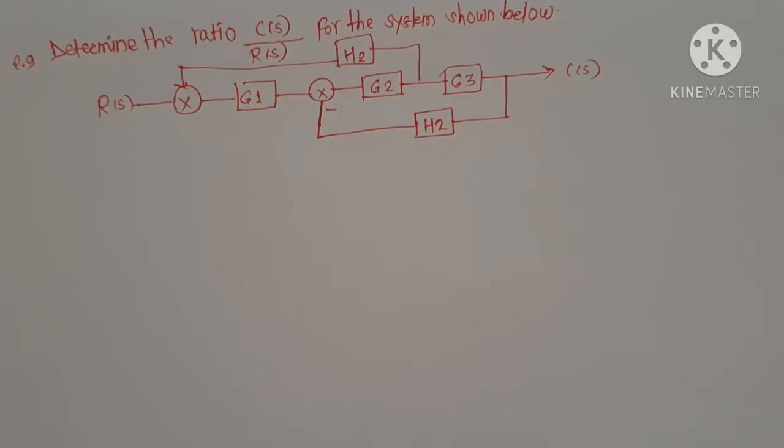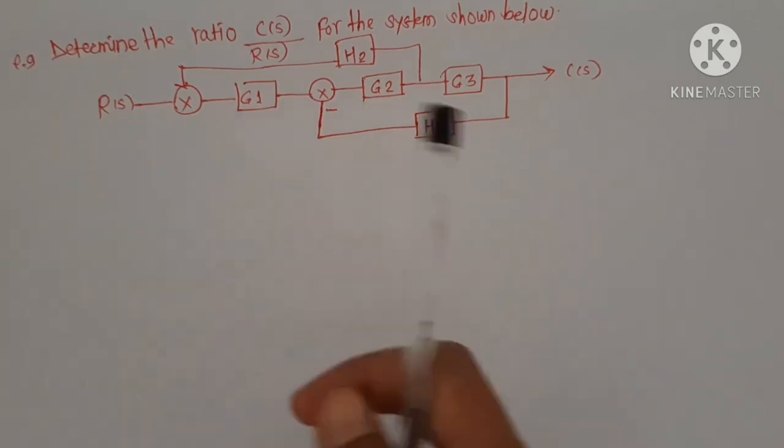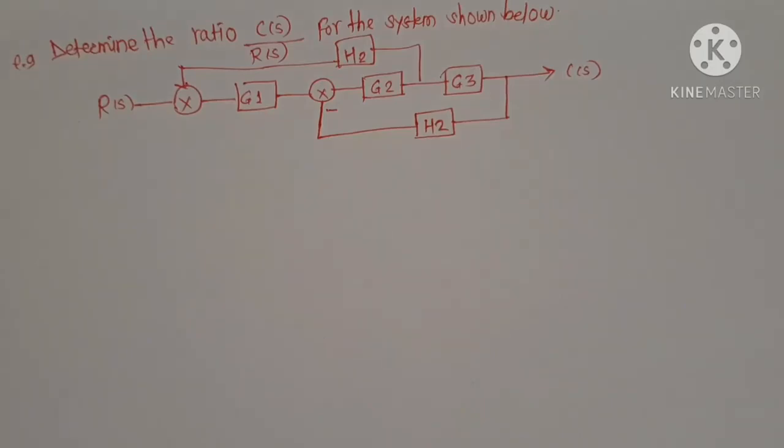In the previous lecture we started the topic of determining the transfer function by using block reduction rules, and we already saw one example. Today we will see the next example on this topic: determine the ratio C(s)/R(s). This ratio is nothing but the transfer function of this block diagram. For finding the transfer function from the block diagram, we use the block reduction rules.